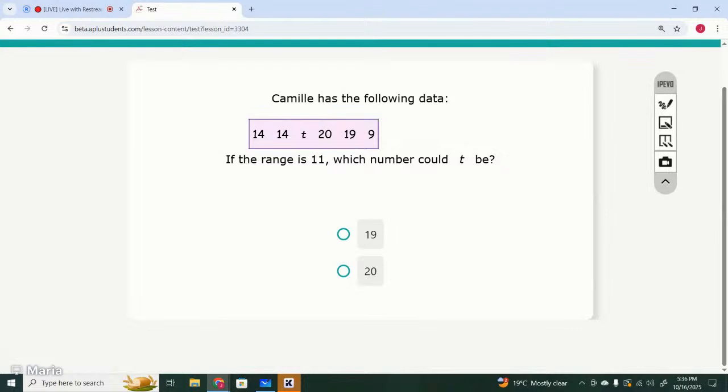Camel has the following data. If the range is 11, what number could T be? Range is 11. Range is the difference between the greatest and the least number. So 20 minus 9 is 11. So T would be either 19 or 20, whatever number it is.